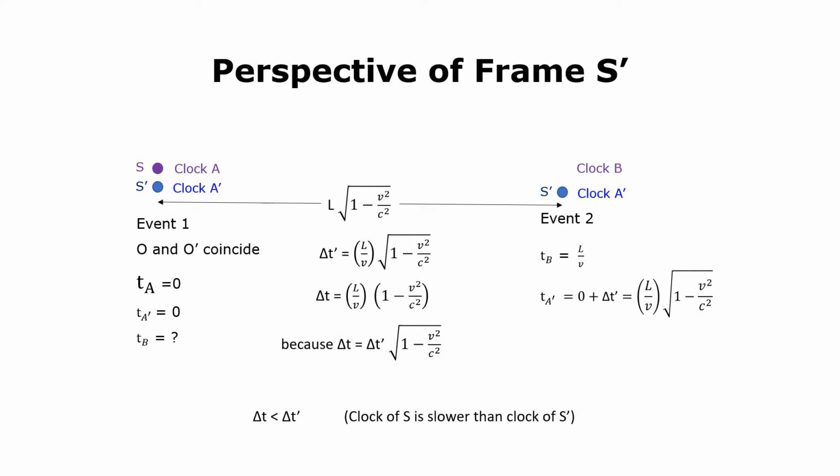As seen from frame S prime, frame S is moving to the left. With that, all the clocks of frame S, such as clocks A and B, are moving to the left. The distance between the two events is not L. Rather, according to the length contraction formula, the distance is L into square root of 1 minus v square by c square.